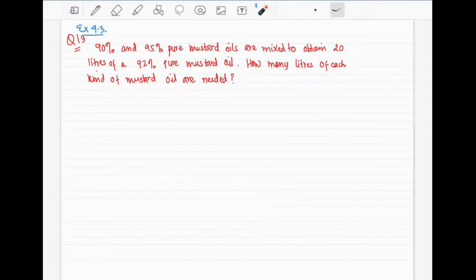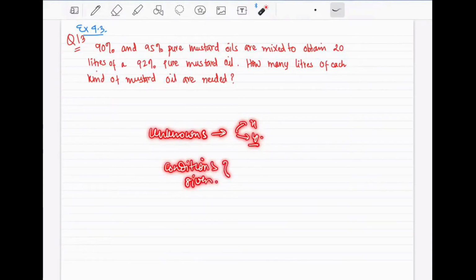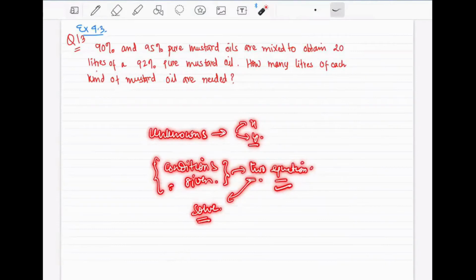Remember the 3 things that we needed? We wanted to identify the unknowns. The unknowns will be the x and the y. Then identify the conditions given. From these conditions, you will make 2 equations. After you obtain the 2 equations, solve them and obtain the unknowns. That's it: determine the unknowns, conditions, and then solve.